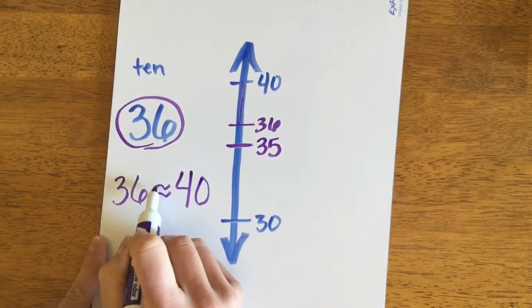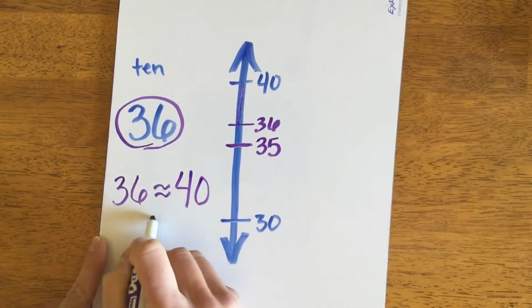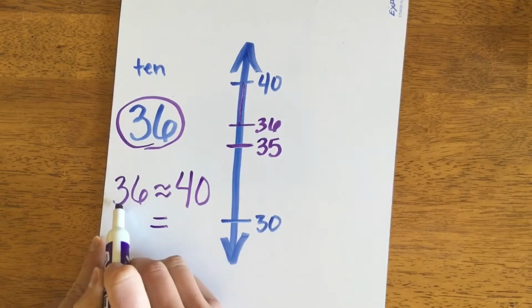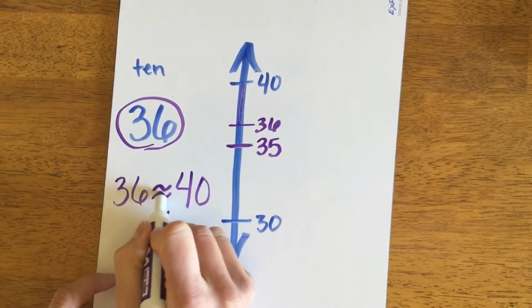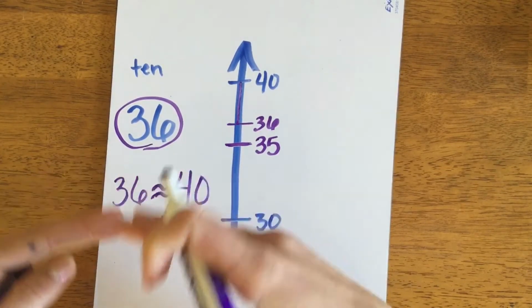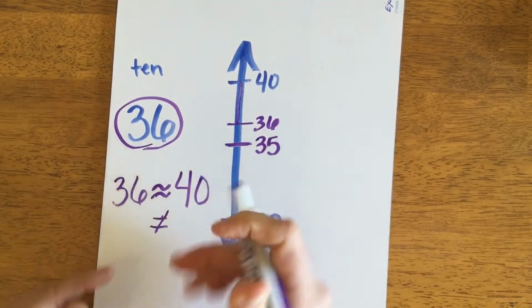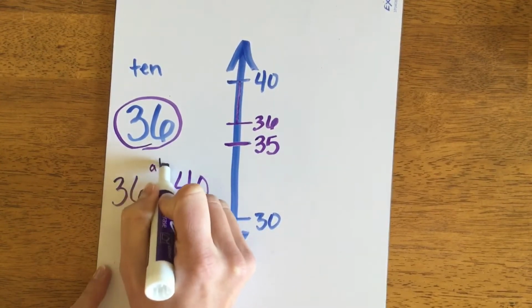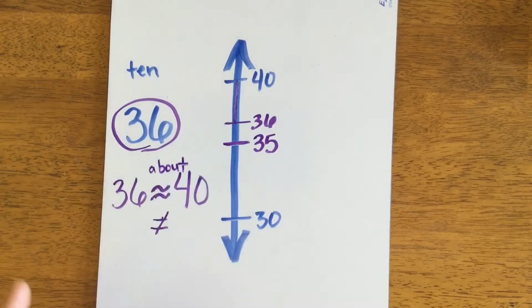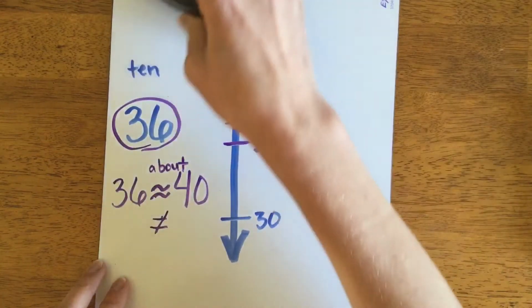Notice how I put this squiggly equal sign instead of a regular equal sign. 36 is not equal to 40. This squiggly equal sign means approximate. So 36 is about 40. We use the words about, approximately, or estimate when rounding.